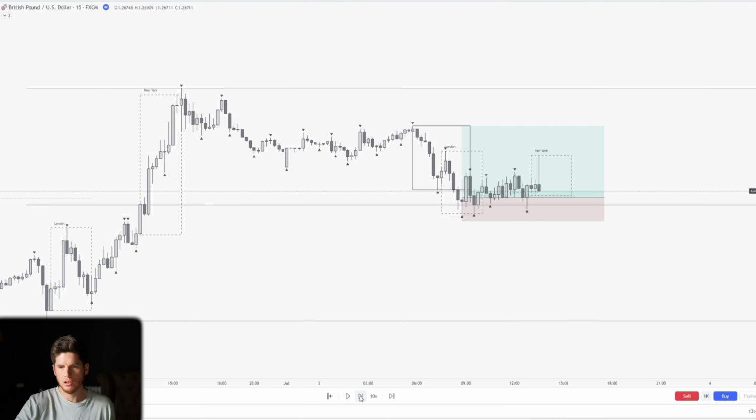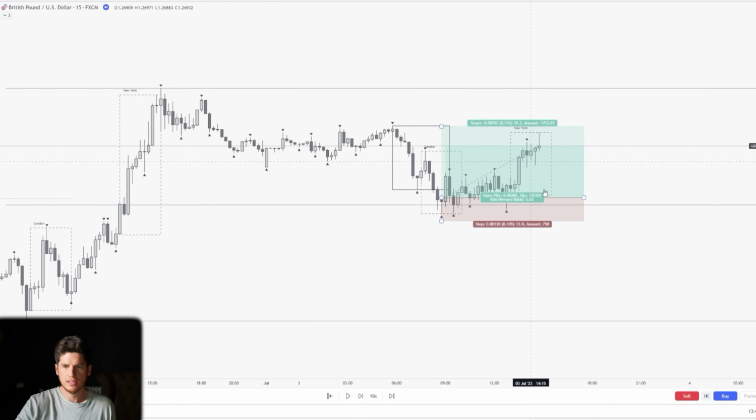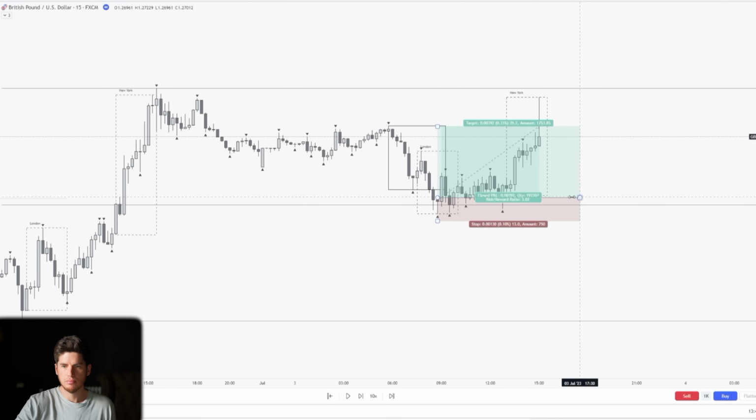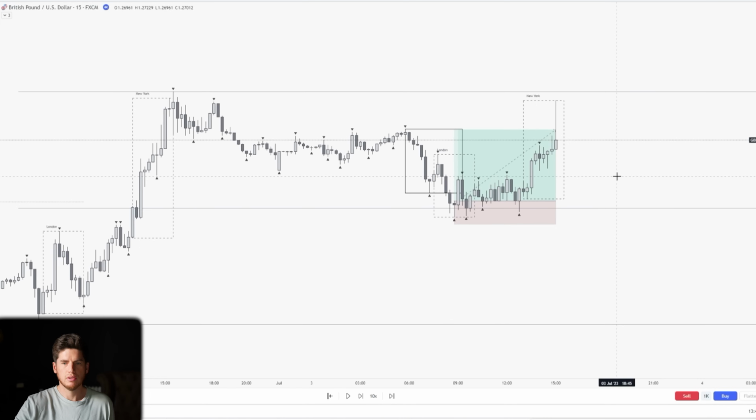Sometimes price just takes longer to play out and it'll hover around our entry point. There's nothing inside New York, and it actually plays out. I actually thought this was going to be a losing trade, but it shows that you trade what your plan tells you and not what you see, right?